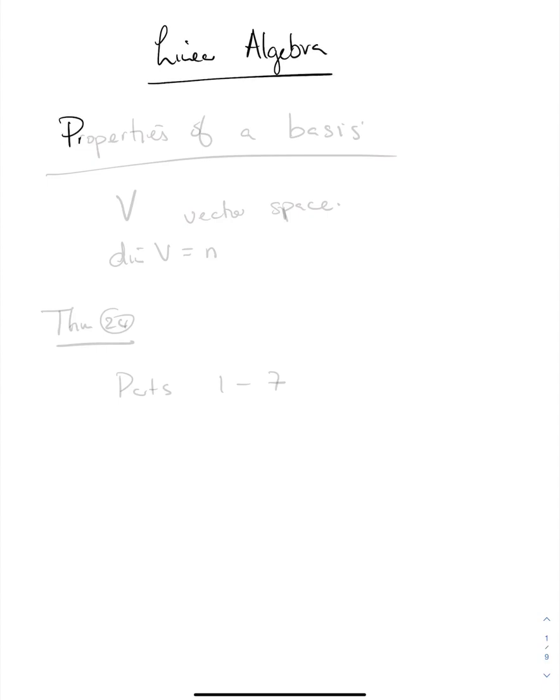Today we're going to talk about properties of the basis. Properties of a basis of a vector space. In particular, we're going to be exploring the ideas relating bases, spanning, and linear independence. So in terms of the setup, say V is a vector space, and the dimension of V is equal to n. Remember, that means that there exists a basis of size n for the vector space V.